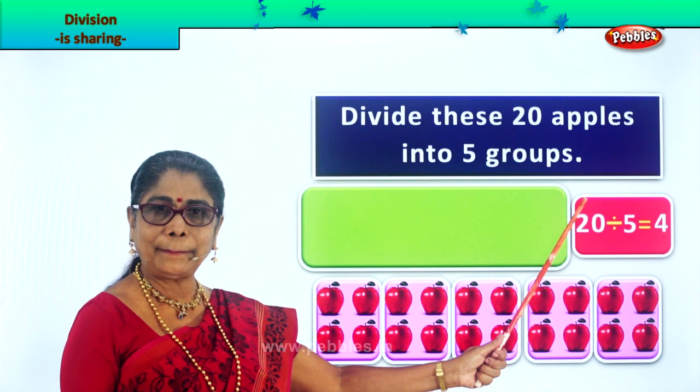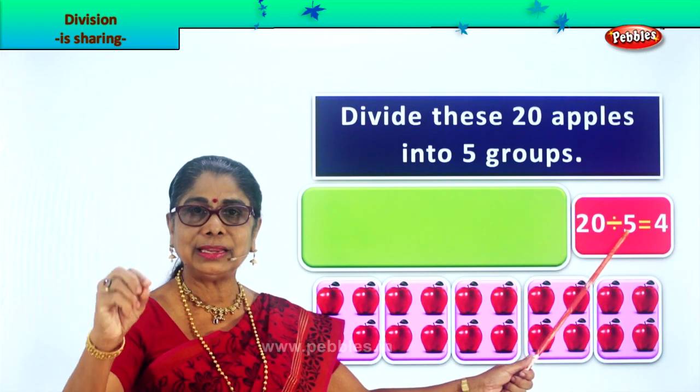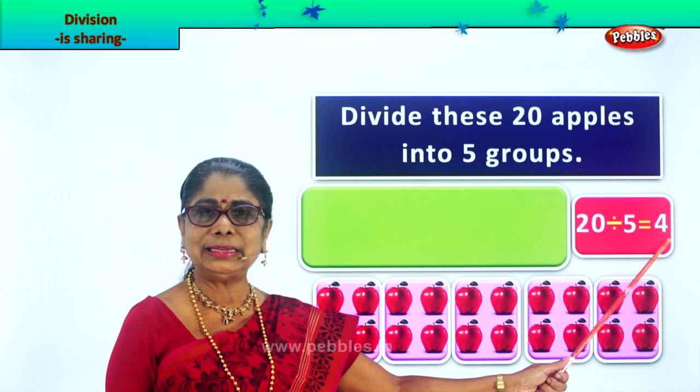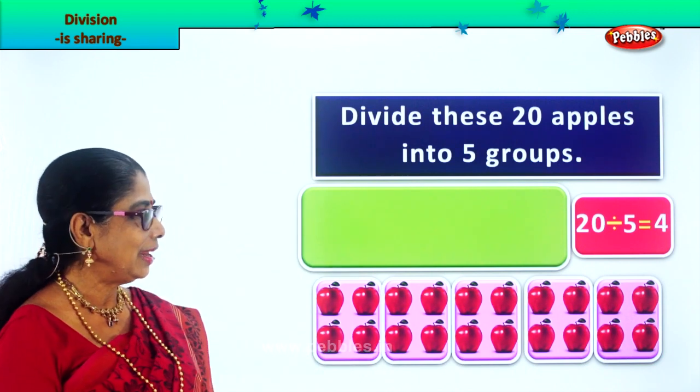Yes? 20 apples totally. We have divided the 20 into 5 trays. Each tray has 4 apples. 20 divided by 5 is equal to 4. Yes? Did you enjoy? Good.